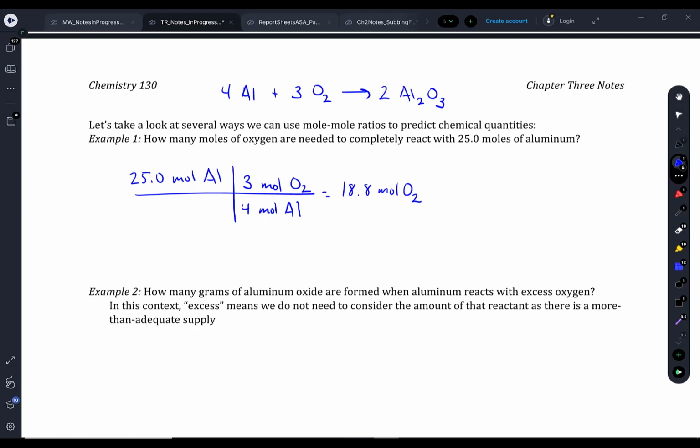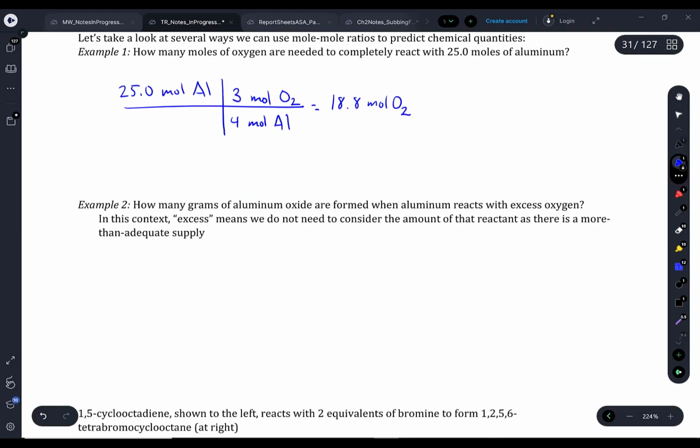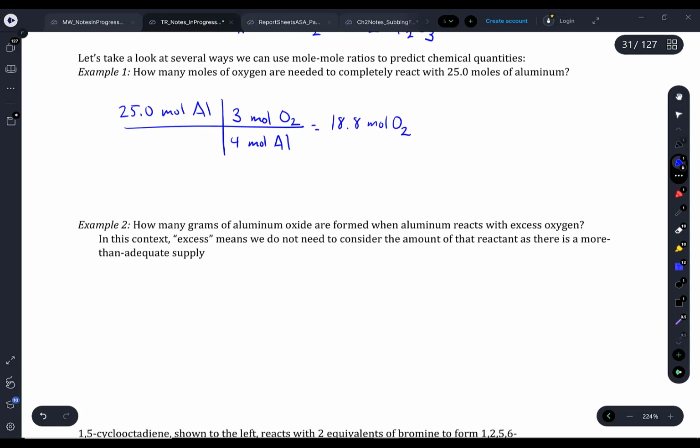So example 2 is typical of probably the single most common calculation in all of chemistry, and that is going from the grams of a starting material to the grams of a product or vice versa. It also introduces an important word. How many grams of aluminum oxide are formed when aluminum reacts?